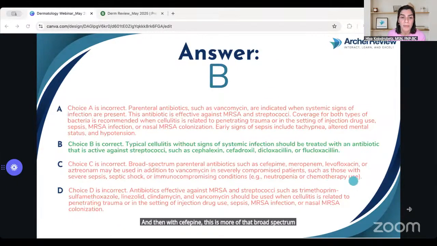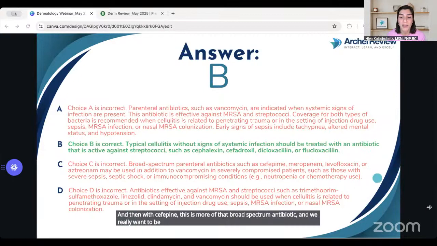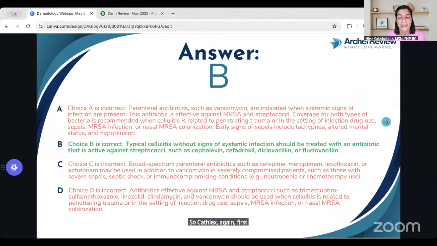With cefepime, this is more that broad spectrum antibiotic, and we really want to be reserving this more for the inpatient side, if we're thinking about patients who are getting really sick, going more towards sepsis. And then vancomycin, we also want to reserve that for if the patient has more systemic signs or symptoms, and their vital signs were perfectly stable. So Keflex, again, first line for uncomplicated cellulitis.